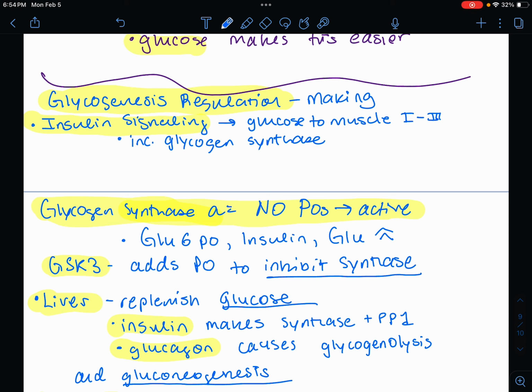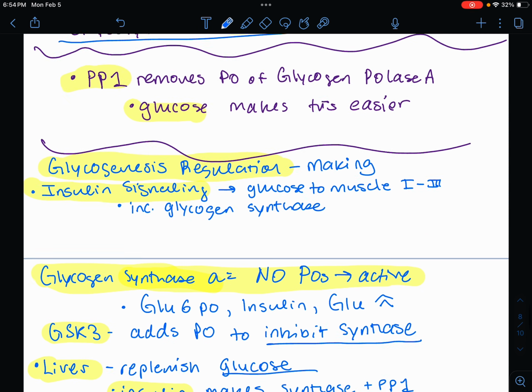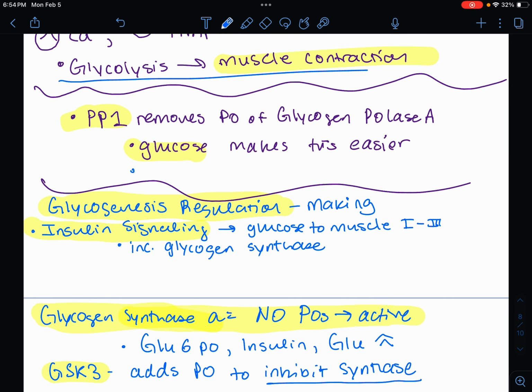Okay, so we're going to again talk about regulating the making of glycogen. We have this insulin signaling pathway. However, let's go back to PP1 here first. I forgot to mention something. I forgot to mention glucose here. Sorry about that, glucose. So we have empty allosteric sites in our phosphorylated phosphorylase A. Remember, that's when it's extremely active.